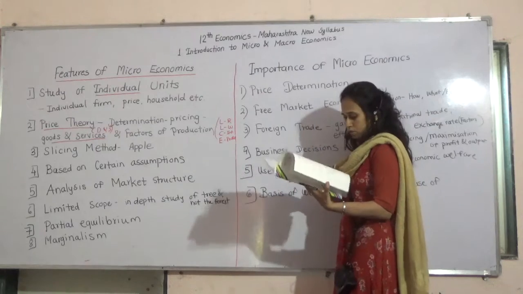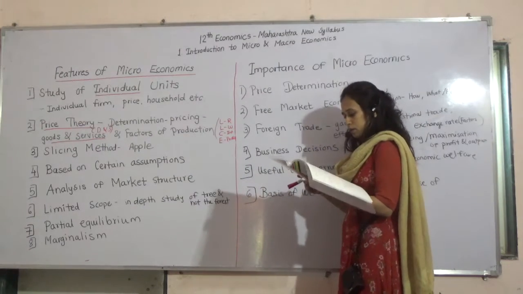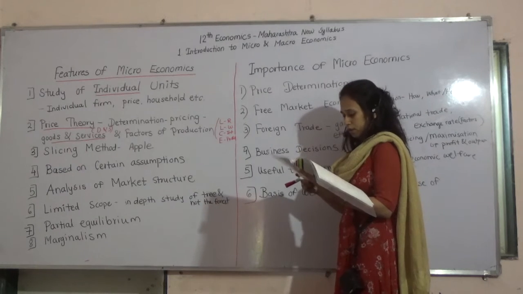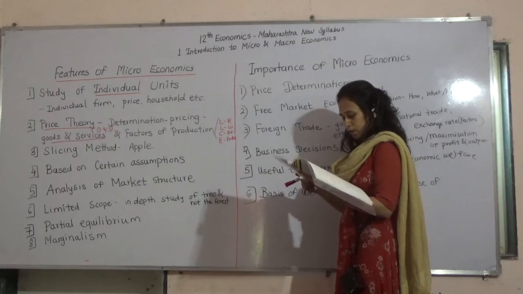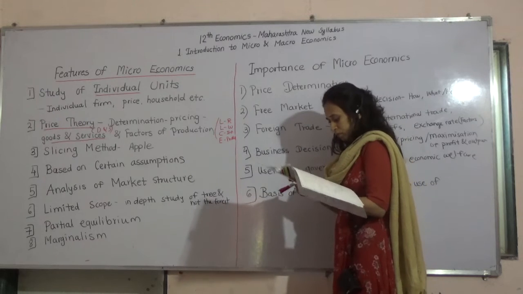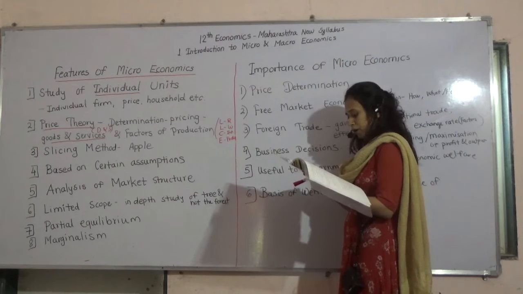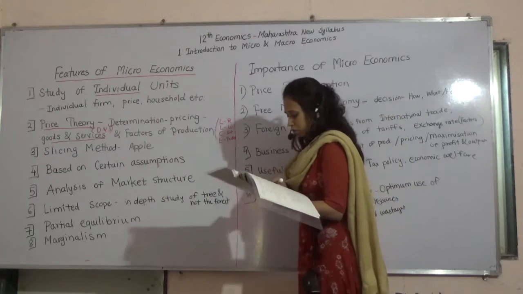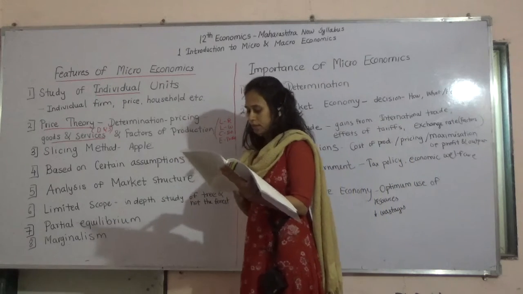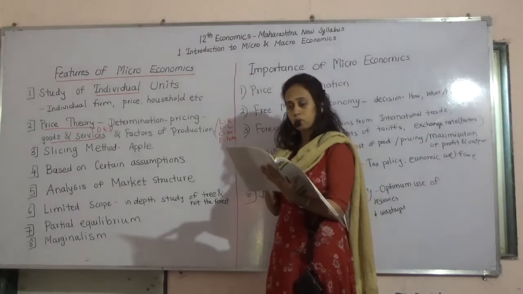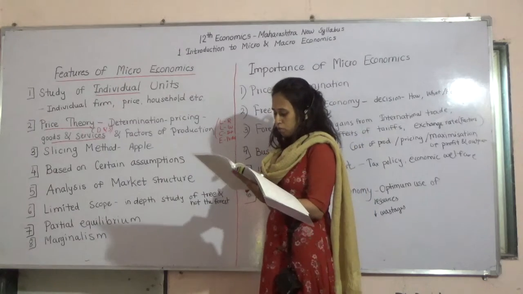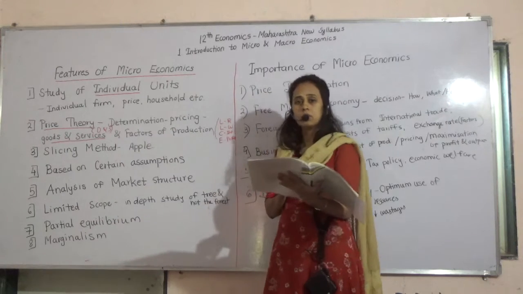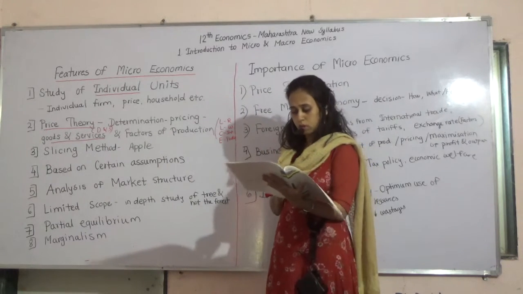Let's see what these assumptions are. I am reading from the textbook. Microeconomics assumes laissez-faire policy, pure competition, etc., which do not exist in reality. Now the difficult term is laissez-faire policy. Laissez-faire policy means free from government. Also, most of the theories are based on ceteris paribus. Ceteris paribus means other things being constant.